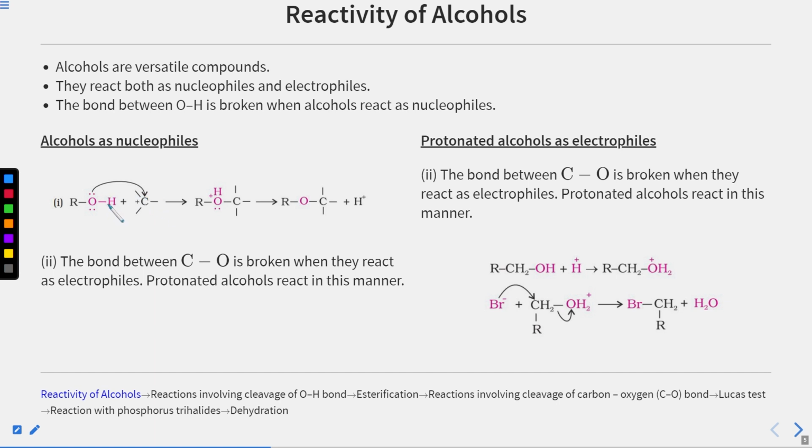If the breaking of bond takes place between O and H, then the alcohol acts as a nucleophile. And if the breaking of bond takes place on the basis of CO bond cleavage, then in this case the alcohol acts as an electrophile. So it can act both as a nucleophile and an electrophile. They are versatile compounds. The bond between O and H is broken when alcohol acts as a nucleophile, and when it acts as an electrophile, the bond between C and O is broken. Clear? You can see a reaction here.